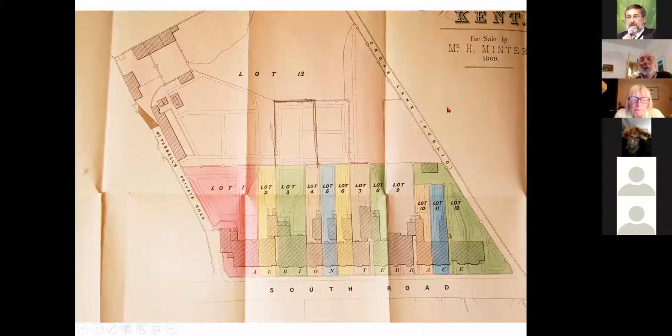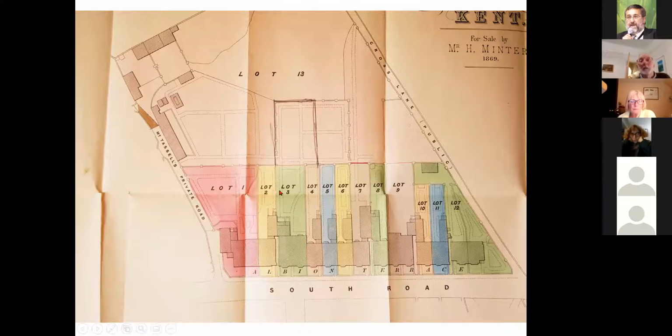I'm now leaping forward to the mid-1800s, and this is a plan of what became Albion Terrace, a range of houses there. And this is part of the 19th century development of the town.